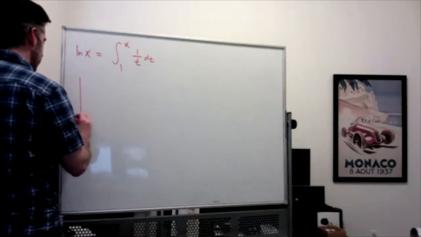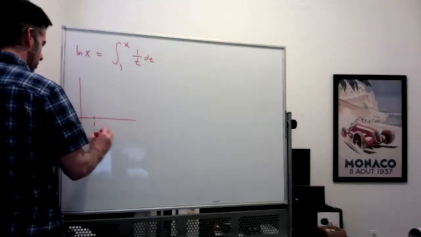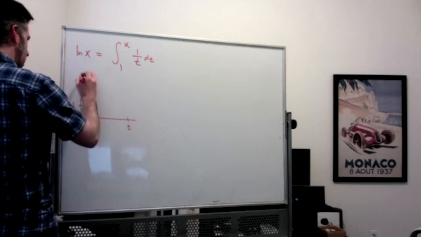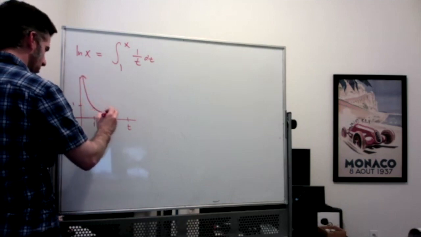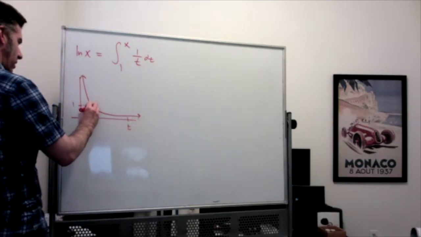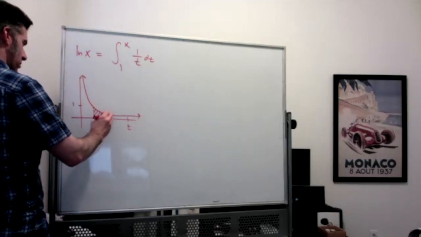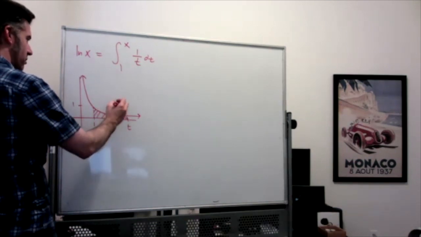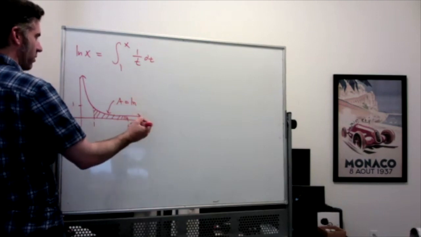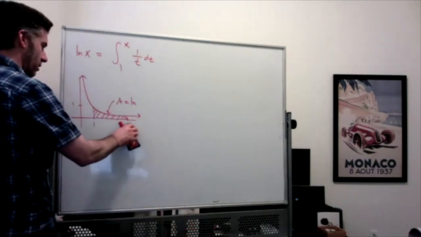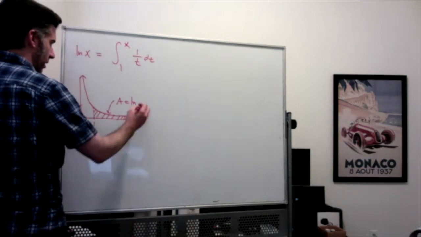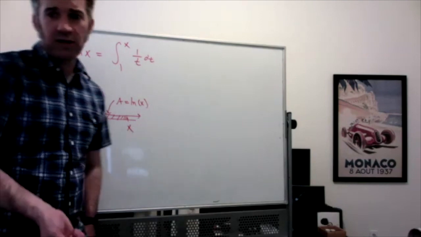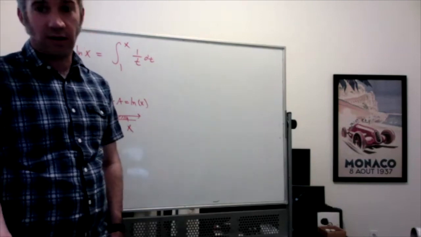So it kind of looks like this. Here's 1, here's t. Here's my 1 over t function. And this area here, from 1 to x, not from 1 to t, sorry, that area is equal to the natural log of x. Great, so what can you do with this? Well, you can prove some rules about logarithms.